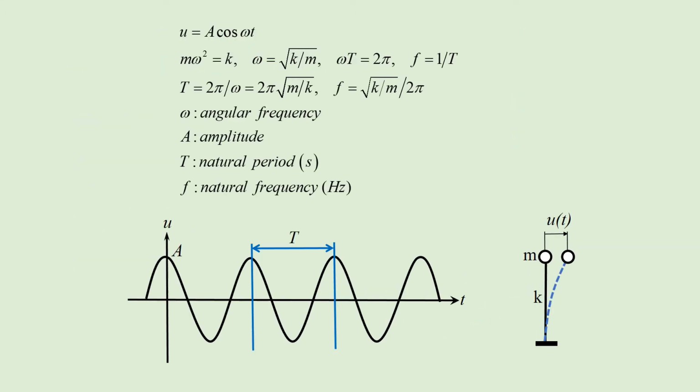Let me explain what omega, T, f, and A mean. Look at the figure below. The displacement u has a cosine curve which varies with time t. A is the amplitude. Omega is angular frequency. T is the natural period which has the relation with omega: omega times T equals 2 pi. F is the natural frequency which is the inverse of the period, and the unit is Hertz.